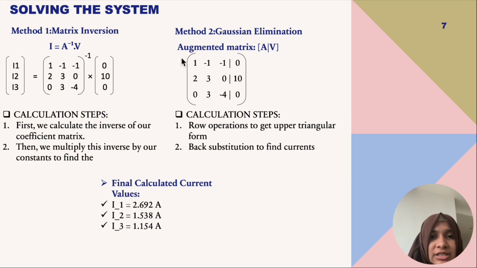We can solve this using matrix inversion or Gaussian elimination, by performing row operations on the augmented matrix to reach an upper triangular form, and using back substitution we found our final current values: I1 equals 2.692 amperes, I2 equals 1.538 amperes and I3 equals 1.154 amperes.